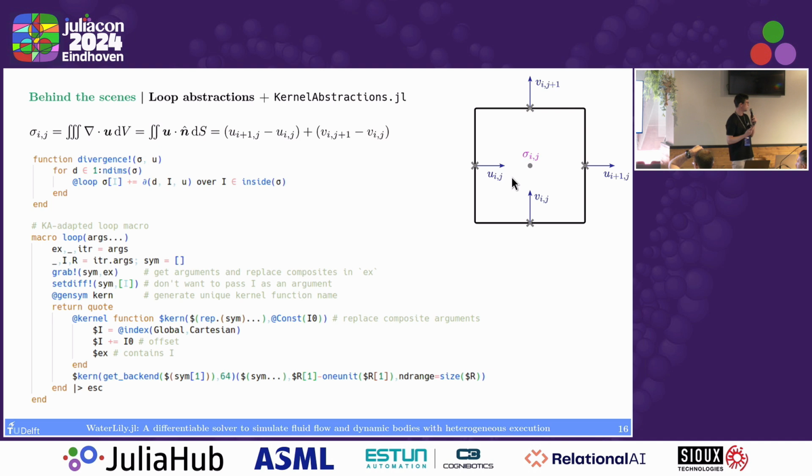So we have here, again, a couple of utility functions for the macro processing, like grab and setdiff, that just operate on the symbols of an expression. And this passes all the arguments to a kernel that is automatically generated in every loop in our code. And then we call this, as you can see here, with a specific backend. This backend is related to the user keyword argument memory that could be specified for Array or CuArrays or ROCArrays, right?